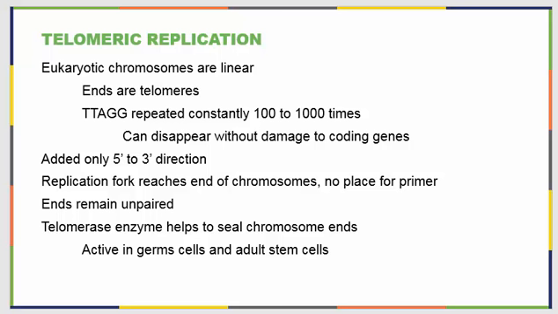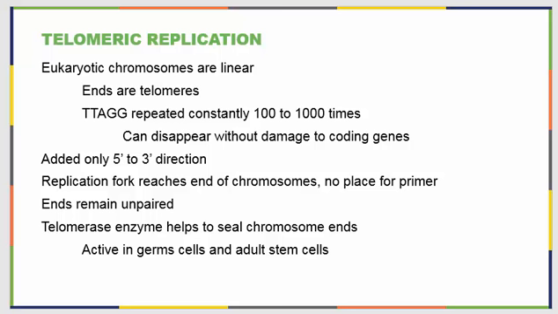But remember now, when you're replicating your eukaryotic chromosomes, you can only work in the 5' to 3' direction. So eventually, the replication fork is going to reach the end of the chromosome, and you've been building your Okazaki fragments piece by piece. Well, there isn't any place to add the primer anymore. You've kind of run out. So those ends actually remain unpaired. In germ cells and adult stem cells, there's a special enzyme known as telomerase, and it helps to seal off those chromosome ends so it doesn't matter that they remain unpaired.